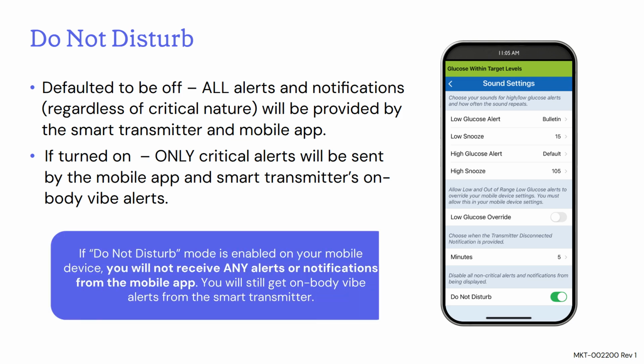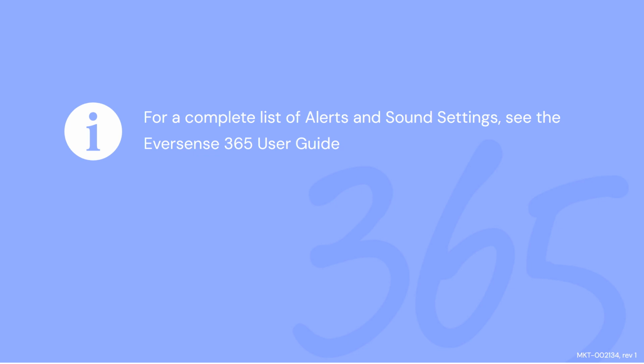Note that if Do Not Disturb mode is enabled on your phone, you will not receive any alerts or notifications from the Eversense 365 app. However, you will still get on-body vibe alerts from the smart transmitter if Do Not Disturb is turned on your phone. For a complete list of alerts and their settings, please see alert descriptions in the Eversense 365 user guide.